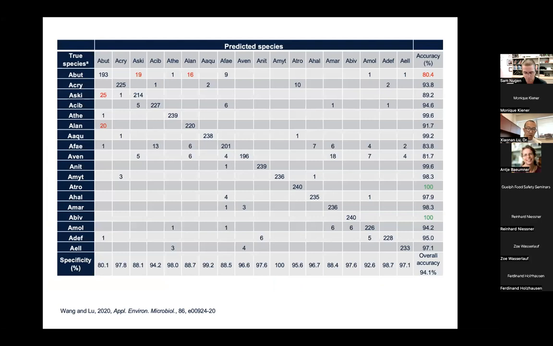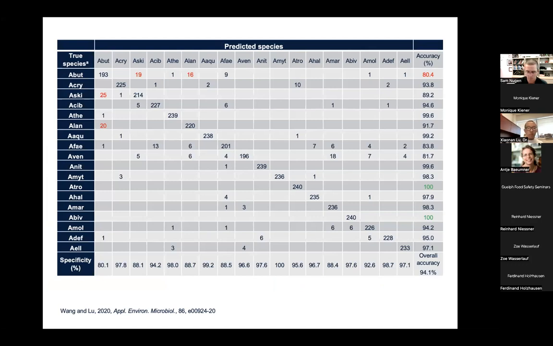So this is an example from a paper we published recently in Applied and Environmental Microbiology. We used Raman spectroscopy coupled with a machine learning algorithm, especially a convolutional neural network, to accurately specify different species of another emerging foodborne bacteria that we call Arcobacter.